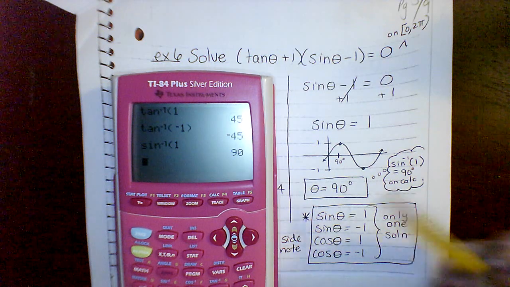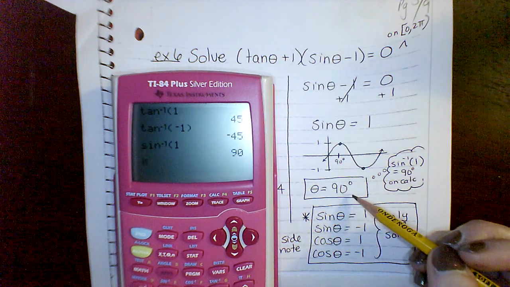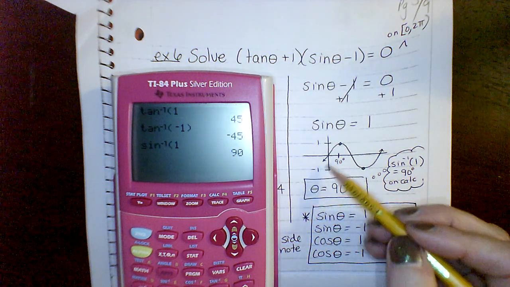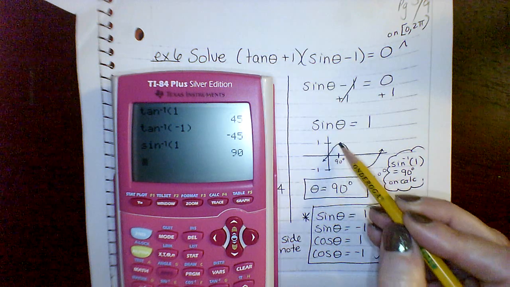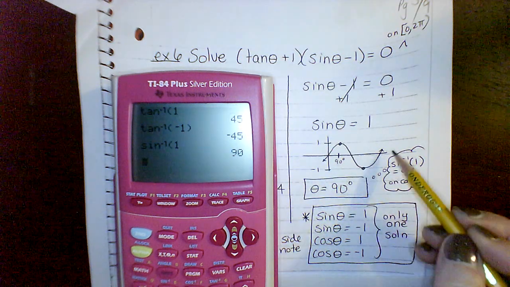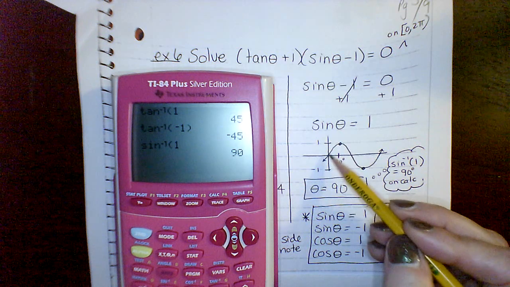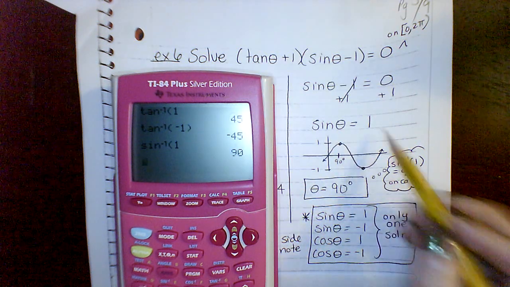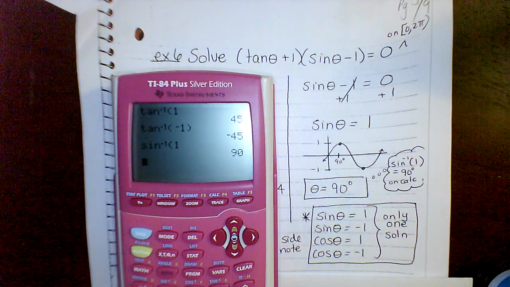How else would you do it? You could use the unit circle. You could use the graph of the sine function. That's typically what I do. I just know what that graph looks like in my head, and I say, okay, I know that it's up here at 1 at that 90-degree mark.